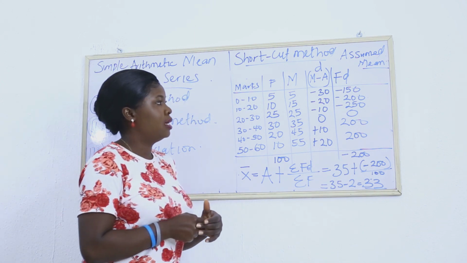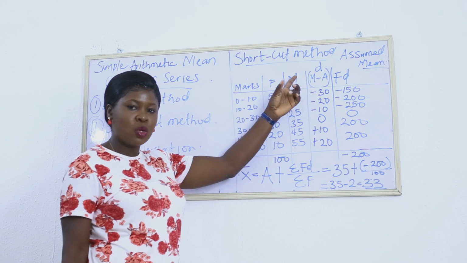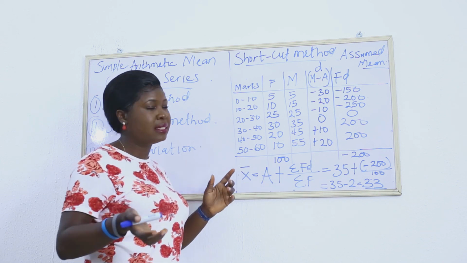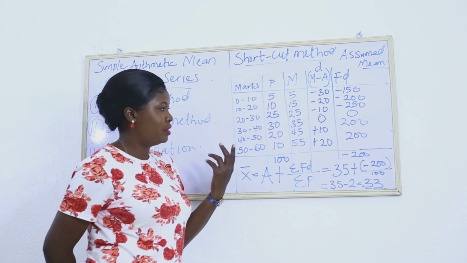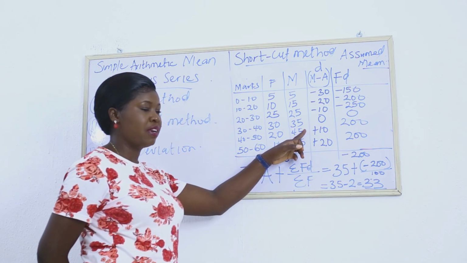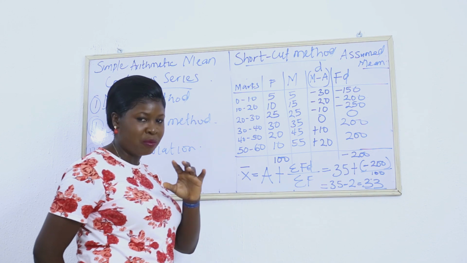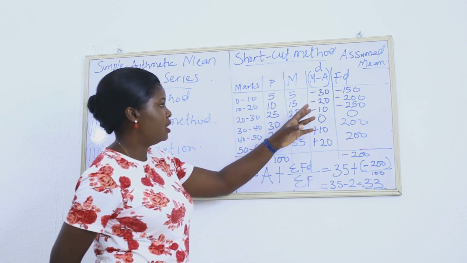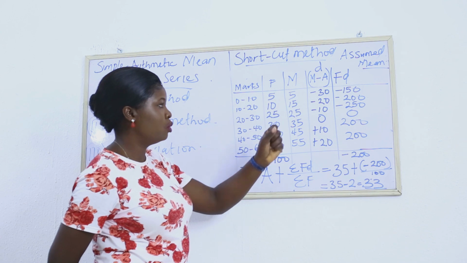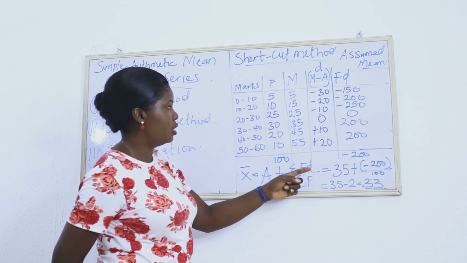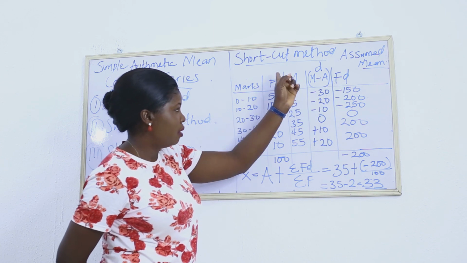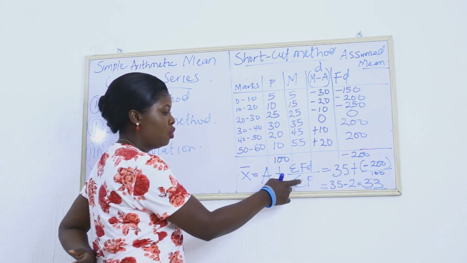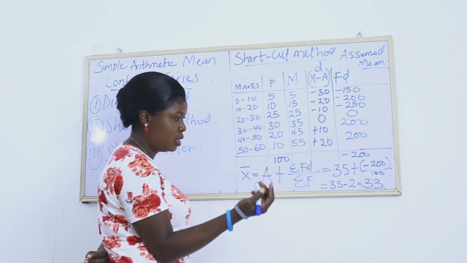Assumed mean means that from m, which is the midpoint, you can pick any value. That is why we say assumed mean. Any value we pick, we get the same answer. We can decide to pick 5 or 15 or 25 or 35 or 45 or 55, and any of the values can be your assumed mean. And we say A plus summation fd. So d means the difference between the midpoint and the assumed mean. Then we multiply frequency by the difference between the midpoint and the assumed mean, all over summation of f, which is the frequency.